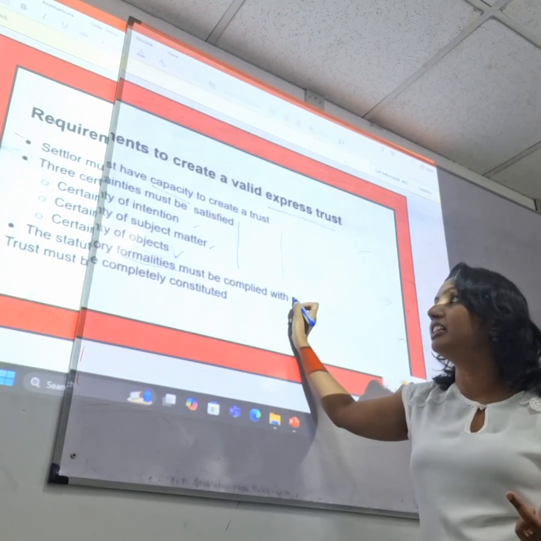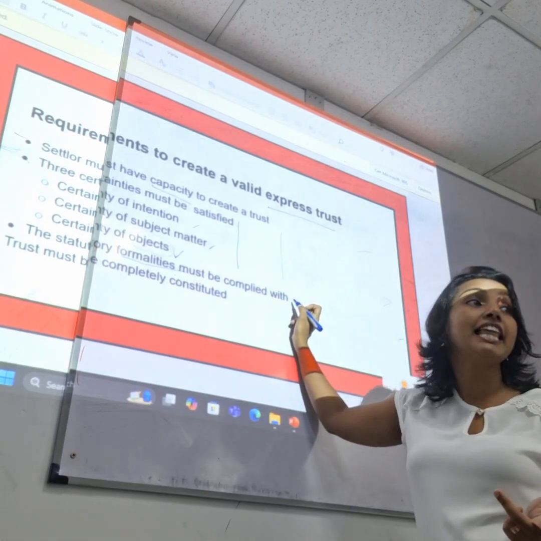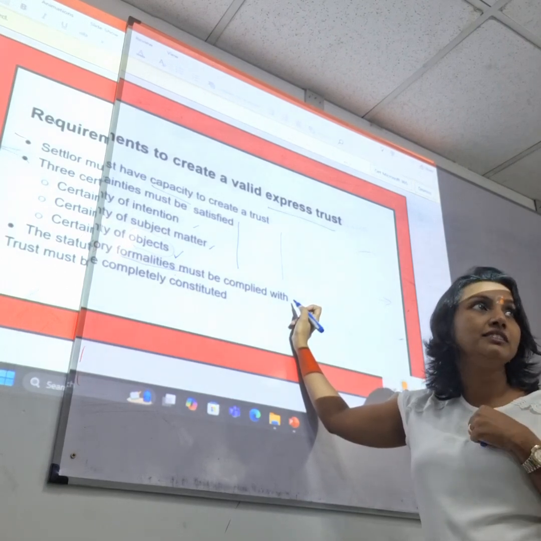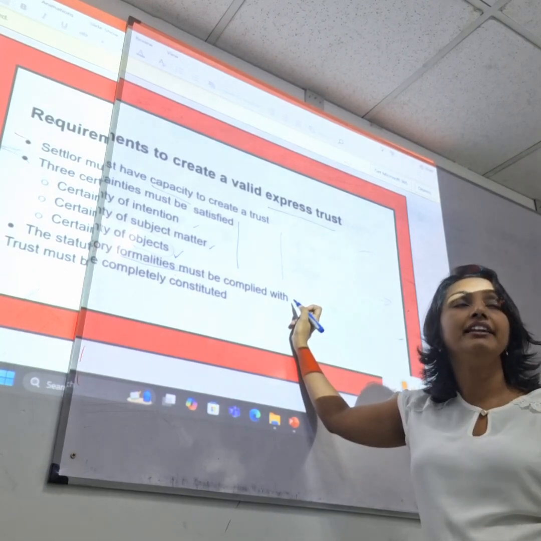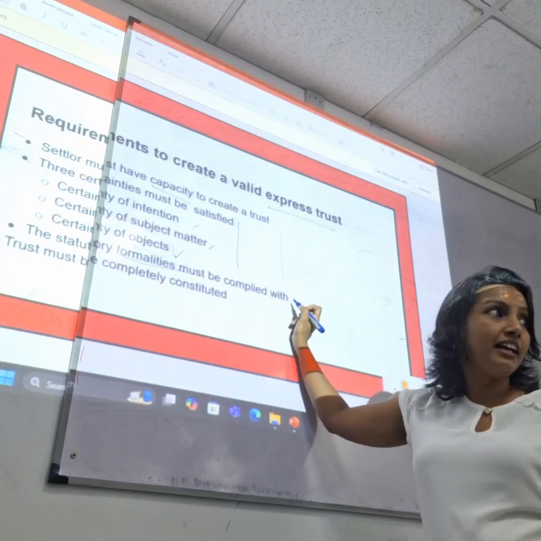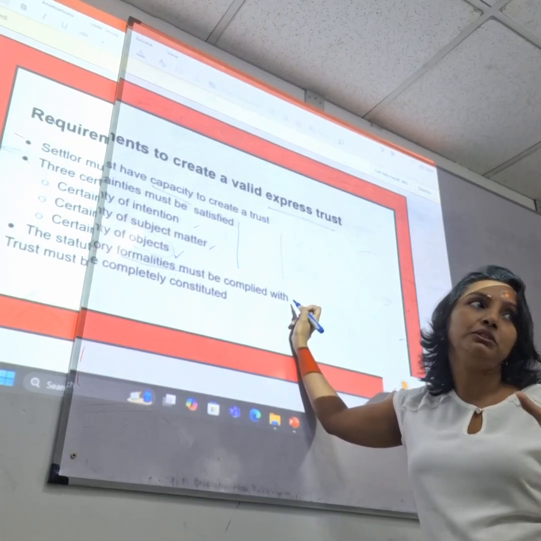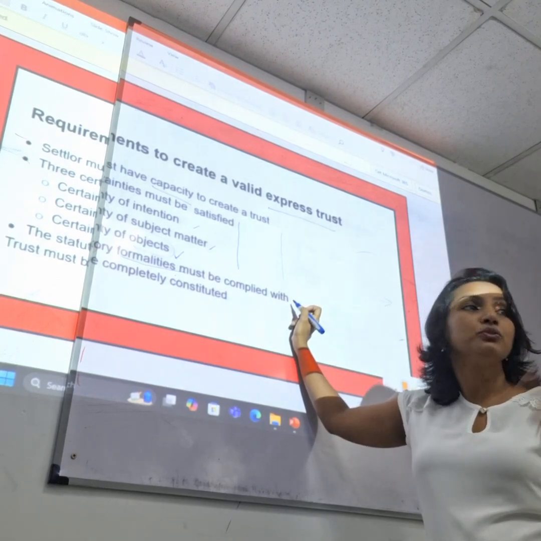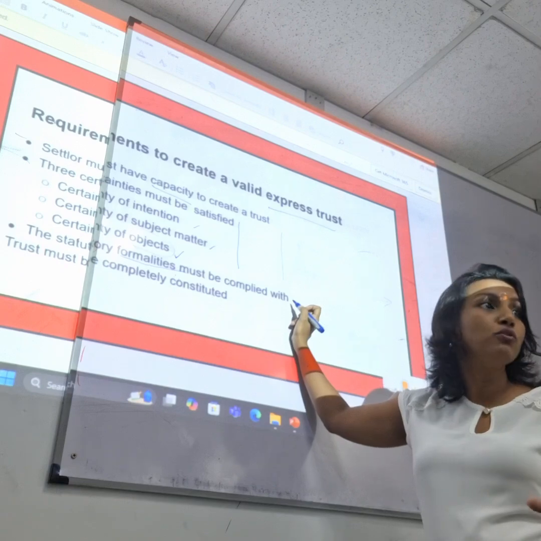For example, if the subject matter is land, and I have declared that I'm going to transfer my land on trust to so and so, since the subject matter is land, there are some statutory formalities to be satisfied. But if I'm going to transfer my jewelleries, then there is no formality.